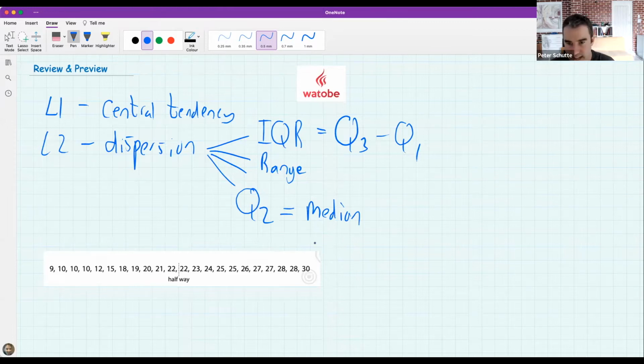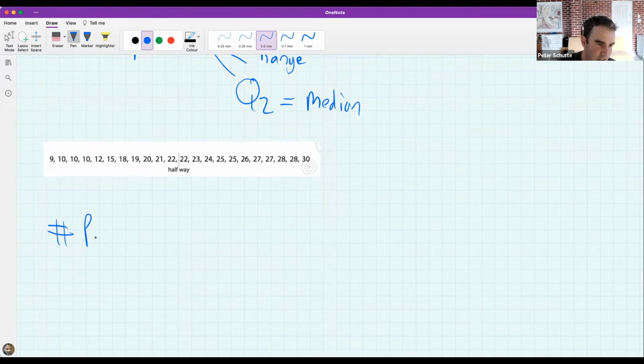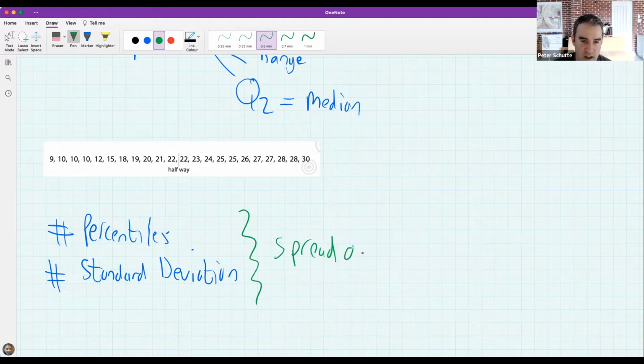Now, in today's lesson, we're going to talk initially about something called percentiles. And we're also going to learn how to calculate something called the standard deviation. Now, these are both also measures of spread, or they help us understand how spread out the data is. Later in the course, we will come back to the standard deviation and cover it in more detail. Today, we're just going to be learning how to use our calculator efficiently. So if you haven't already, you need to have your calculator on standby.